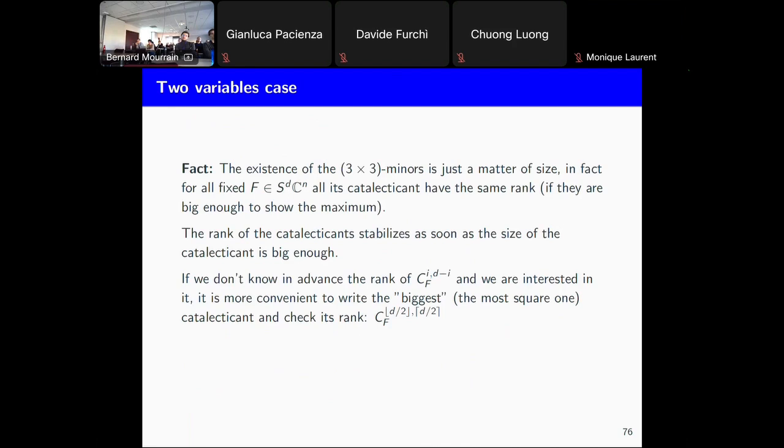Okay, so the rank of the catalecticant is stabilized as soon as the size of the catalecticant is big enough. And so if you don't know in advance which is the rank of the catalecticant we are looking for, as we've just seen in this example, instead of trying the first one, the second one, and the next one, we just go to the most square one, and you look at the rank of that.